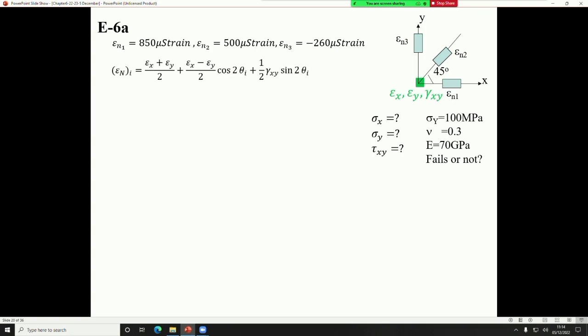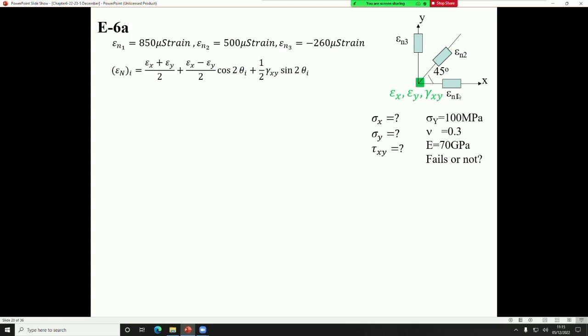So I have three simultaneous equations and three unknowns. I can find epsilon x, epsilon y, and gamma xy at this location. In the exam, you don't need to write all three equations. Write one of them, but write all three angles to get full marks. It doesn't matter if it's a 45, 120 degrees, or 60 degree rosette. Write one of the equations to save time, but write all three angles, theta 1, theta 2, and theta 3, to get full marks for the question.